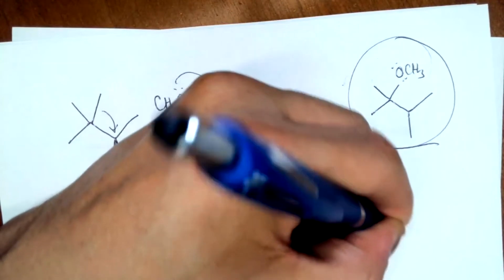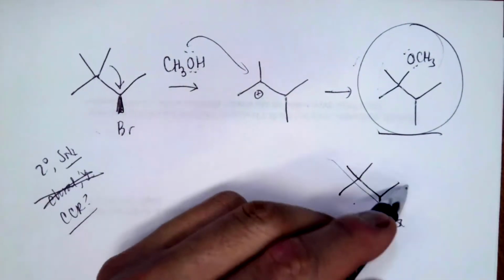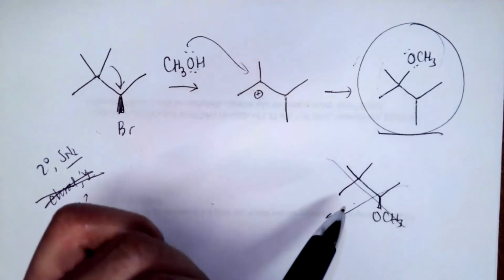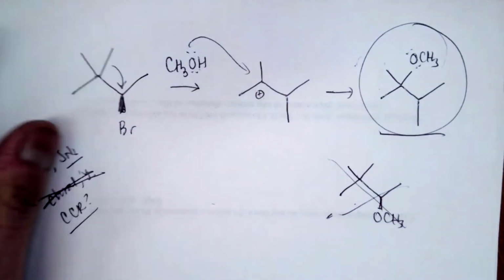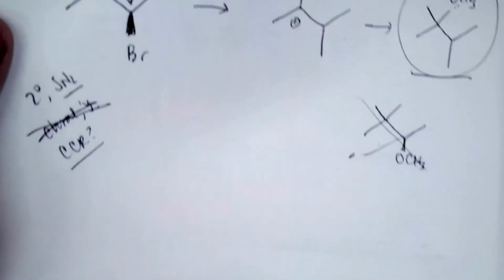Is it wrong if I don't do CCR and I just show this product? Yes, it is wrong. You shouldn't. You always should be aware of the CCR. Okay. Now writing mechanisms. Actually, let's write a mechanism with a CCR, so it's more comprehensive.